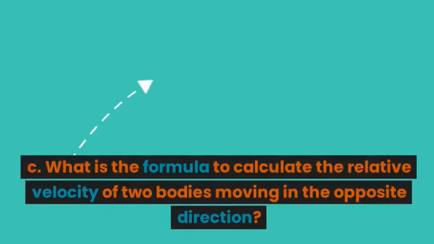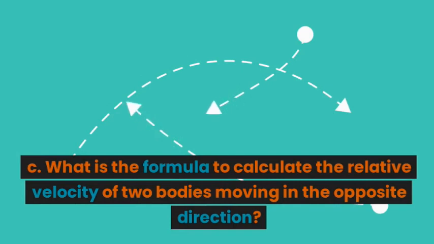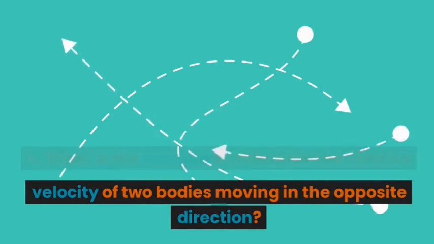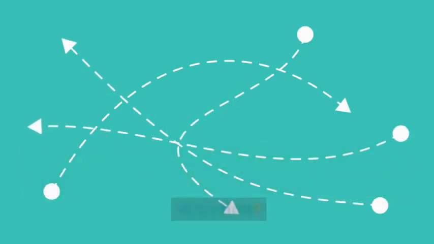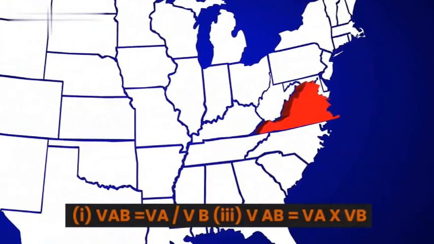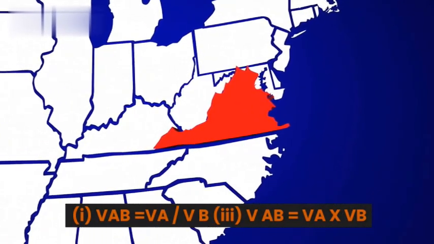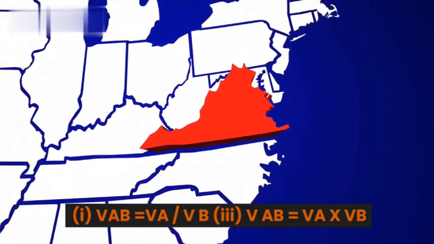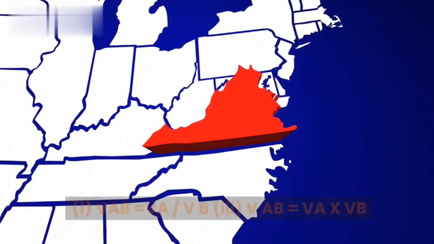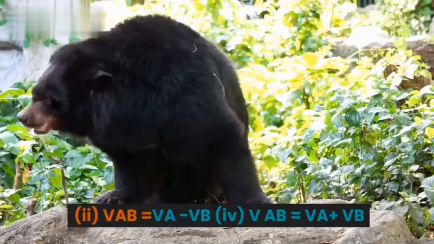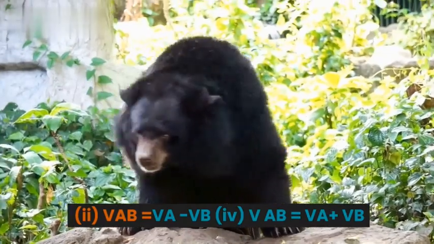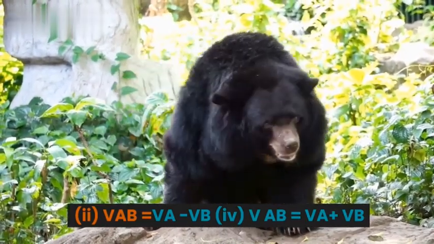C. What is the formula to calculate the relative velocity of two bodies moving in the opposite direction? 1. VAB equals VA minus VB. 3. VAB equals VA times VB. 2. VAB equals VA divided by VB. 4. VAB equals VA plus VB.